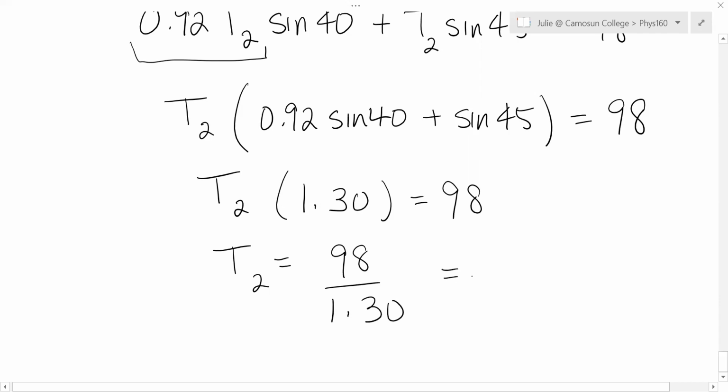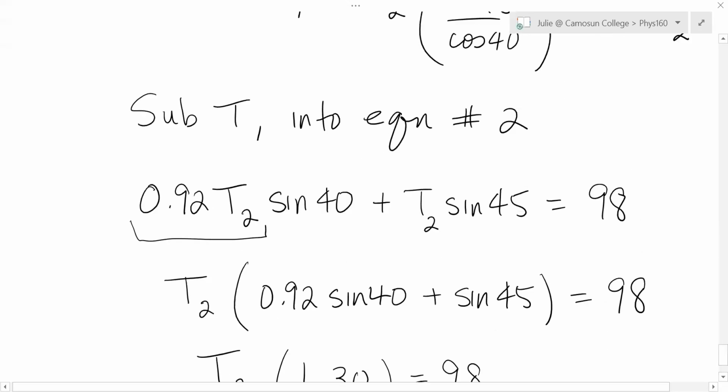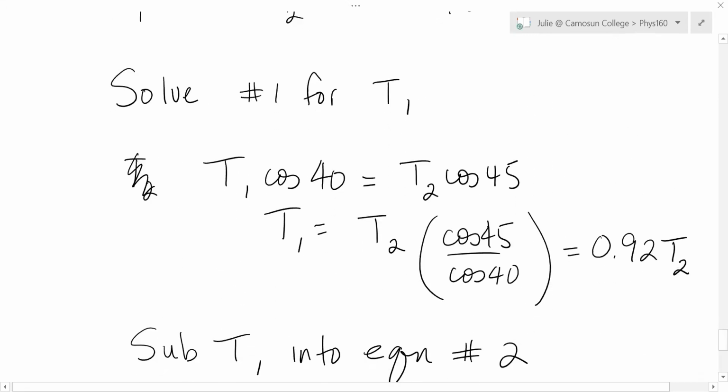And so that's 75.4 newtons. But that's not the one we want. The first wire is to the left. So I think we want T1, not T2, but that's okay, we had to do that anyways.